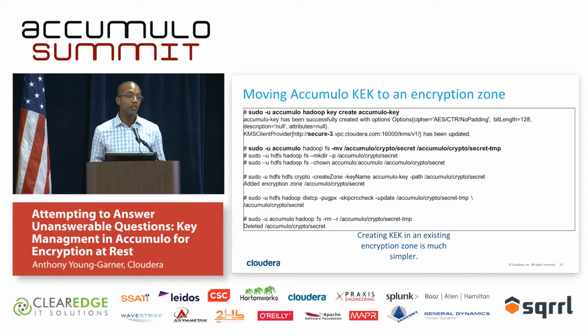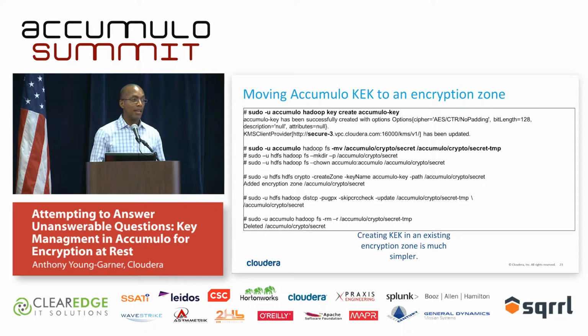The way that you actually do that procedurally is what I'm showing here, and I only show it here to show that it's really pretty simple. We create a key in this first command. The Accumulo user does that. Then we have our directory where we're going to store this key. So here we have the Accumulo crypto secret that we're going to move to Accumulo crypto secret temp. The reason we're doing this move is a procedural detail: you can only create an encryption zone in an empty directory.